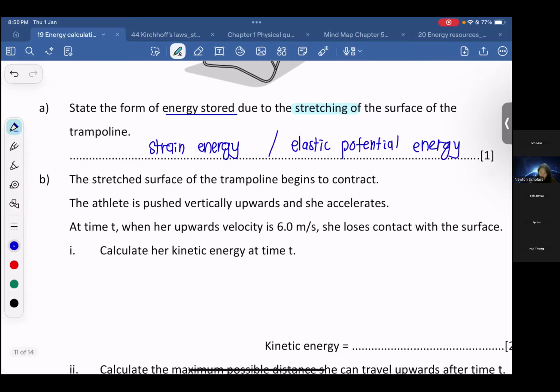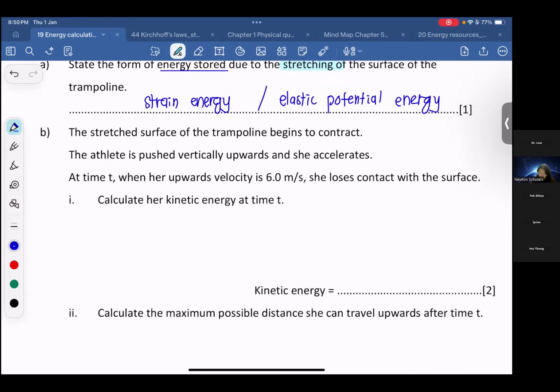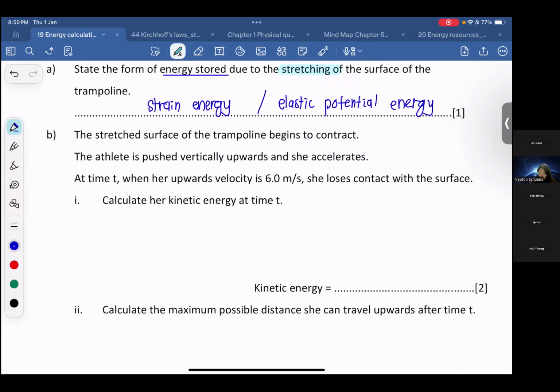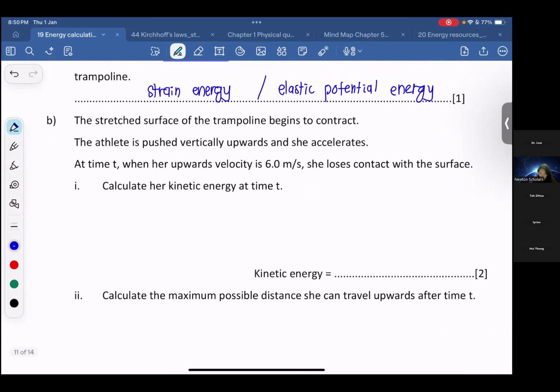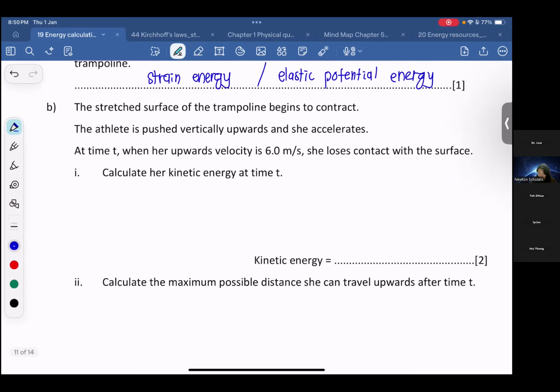The stretched surface of the trampoline begins to contract, then pushes vertically upward, and she accelerates. At time t, when her upward velocity is 6 meter per second, she loses contact with the surface. What is her kinetic energy? So calculate the kinetic energy. The formula is 1 over 2 mv squared. Do you have the mass? Do you have the velocity? If yes, then this question can be solved.